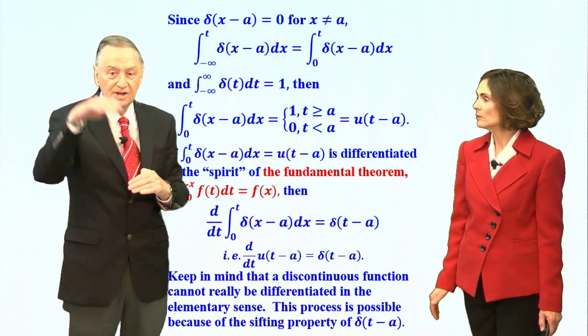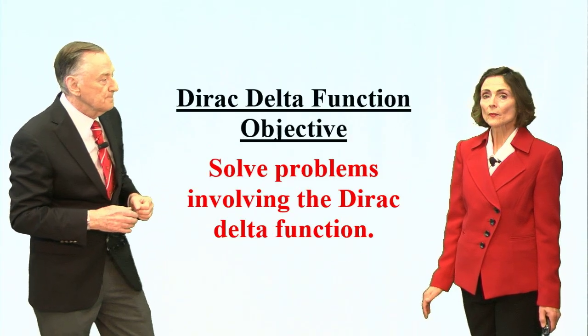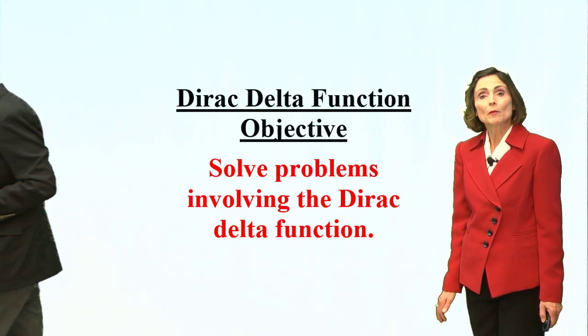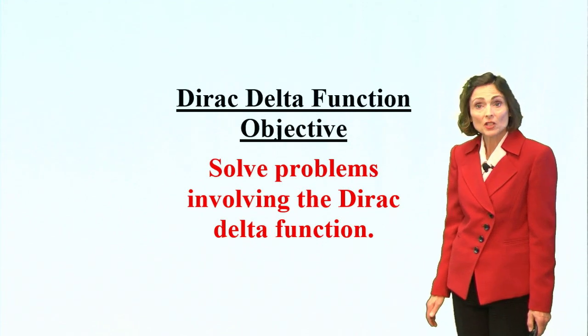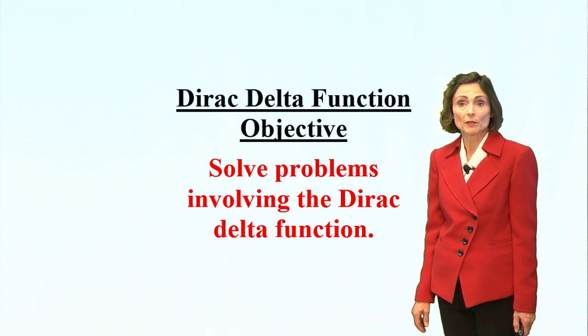It has a jump discontinuity there at t equal to a. So our objective asks us to solve some problems involving this Dirac delta function. It can be difficult to solve a differential equation that involves an impulse function without using Laplace transforms. So that's what we're going to do now.